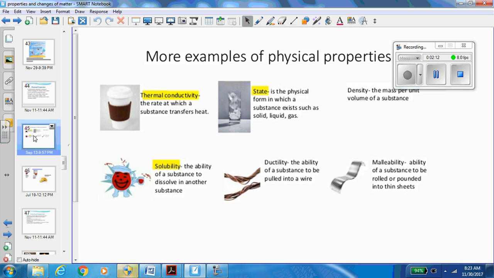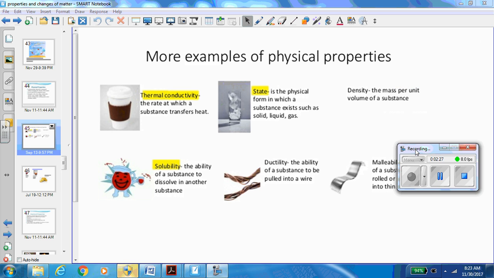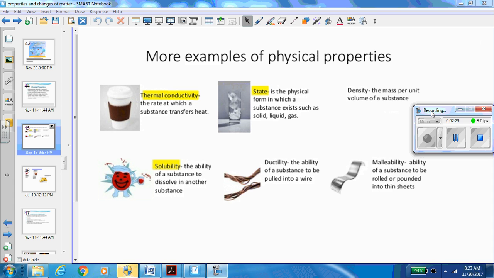Thermal conductivity is another example, and that's just simply the rate at which a substance will transfer heat. The state of matter, which is what we've kind of already discussed, whether it's a solid, liquid, gas, or plasma. Density, a word that you probably have heard of before, but maybe you're not sure what it is. Density is the mass per unit volume of a substance. So it's how much mass is packed into a certain amount of space. That's what we call the density, and that's also physical.